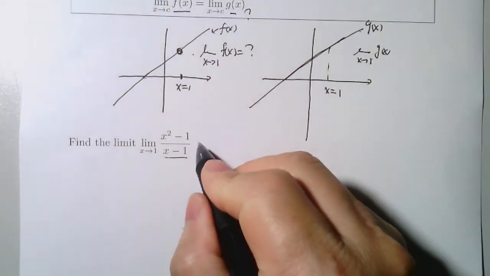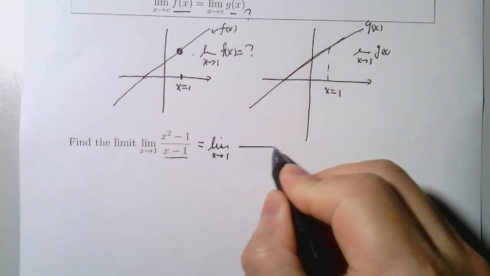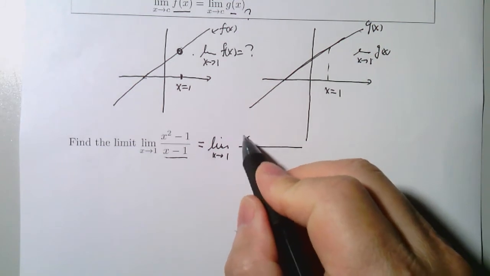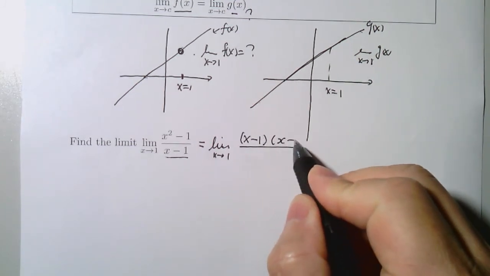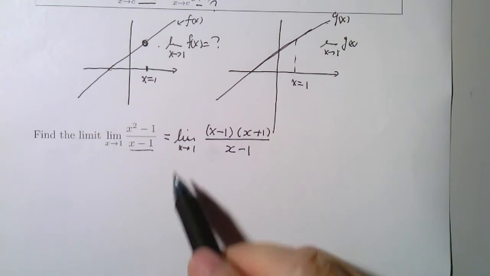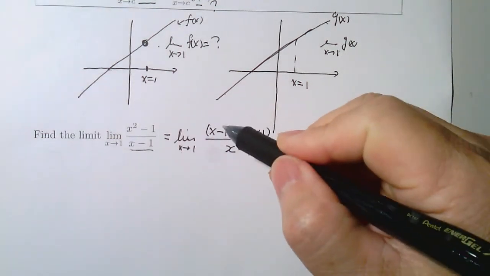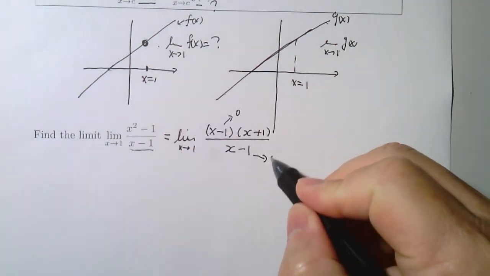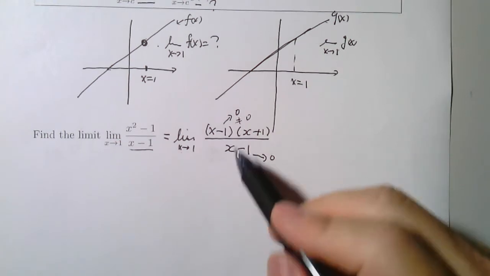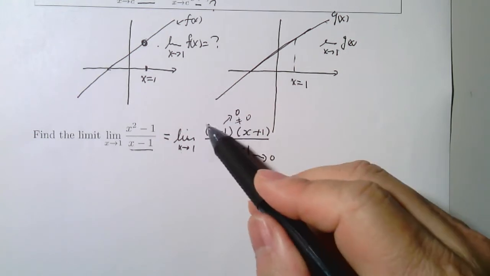Let's take a look here. We're going to rewrite this as the limit as x goes to 1. For x squared minus 1, use the difference of two squares: it is (x minus 1)(x plus 1), over x minus 1. Remember, when x approaches 1, it does not mean x equals 1. Although these go to 0, they are not equal to 0. If they are not equal to 0, that means it's a common factor, and we can reduce the common factor.